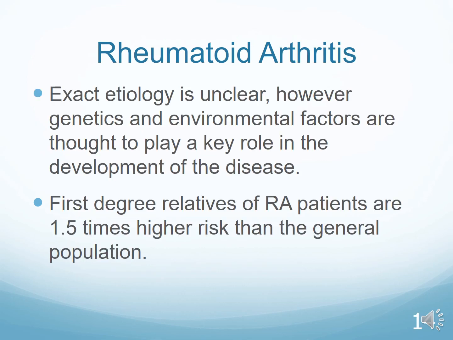So rheumatoid arthritis, the exact etiology is unclear. However, genetics and environmental factors are thought to play a key role in the development of the disease. And if you have a first-degree relative with RA, rheumatoid arthritis, you are 1.5 times at a higher risk than the general population. So this tells me that it lives in families. It will travel in families. So mom might have it, dad might have it, you might develop it later in life. Maybe you have aunts, uncles that also have it. It will travel in families.